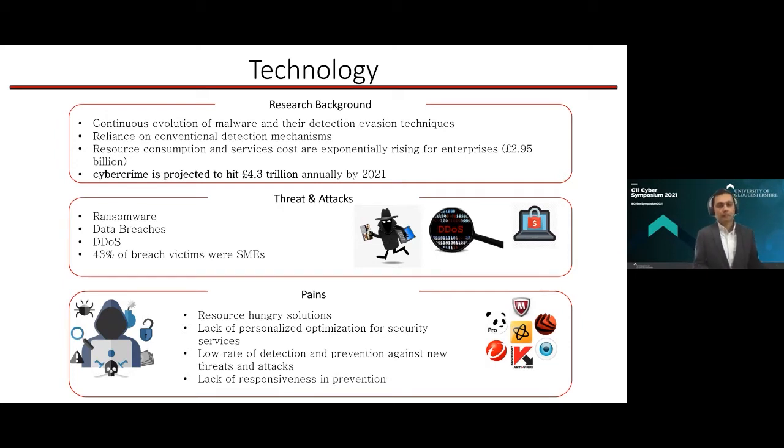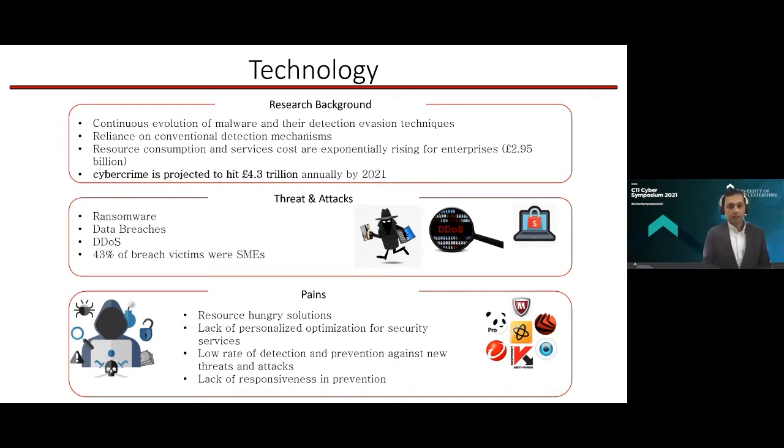We've got a magnitude of threats and attacks. We've got ransomware, data breaches, denial of services, and a very important point in all that is that 43% of breach victims were SMEs. So these are the pains for organizations and individuals as well. We've got resource hungry solutions, lack of personalized optimization for security services. Even when there are solutions that are not resource hungry, they initially consume less resources, but they are not personalized. The optimization is not there. They end up being the same as the conventional security solutions that are resource hungry.